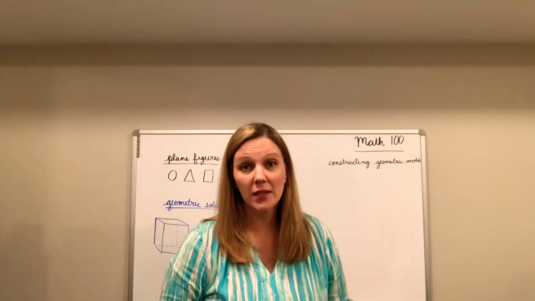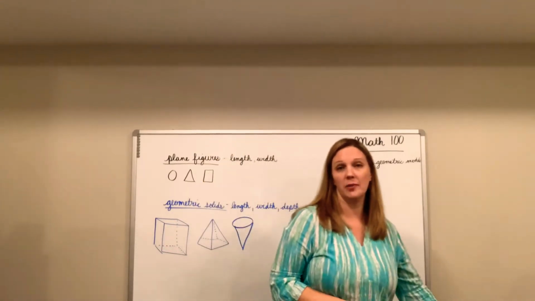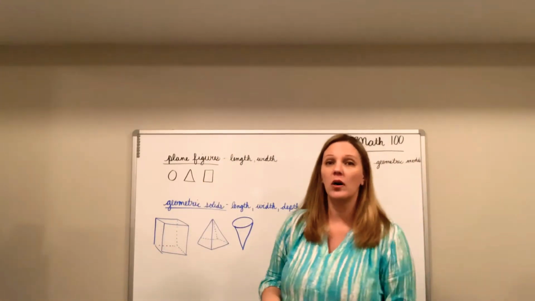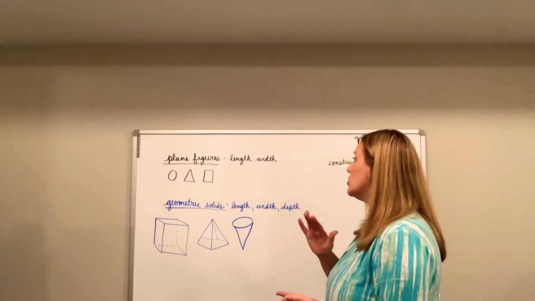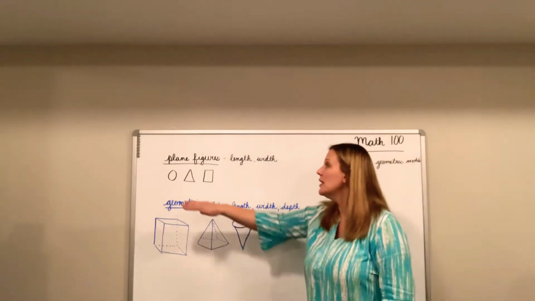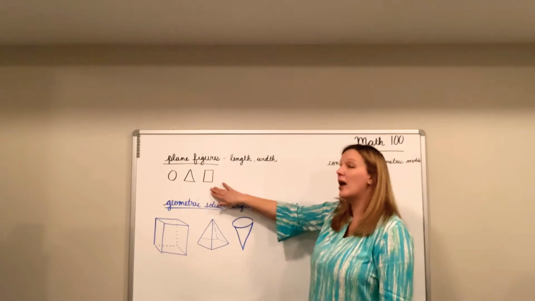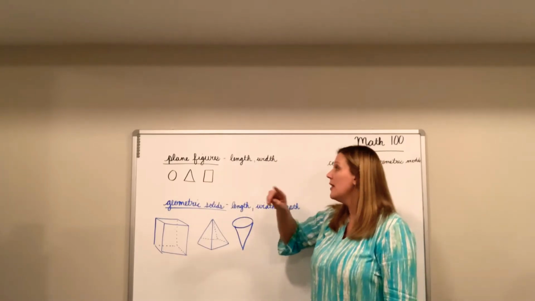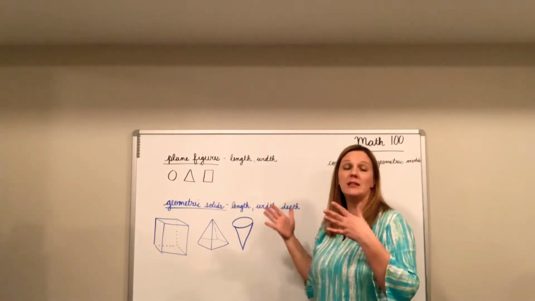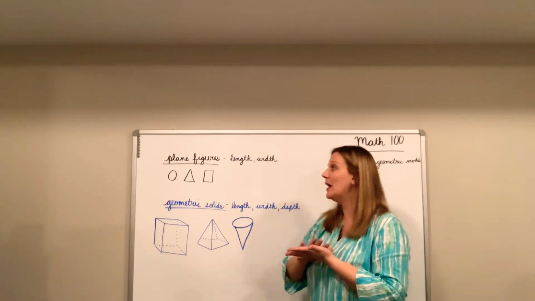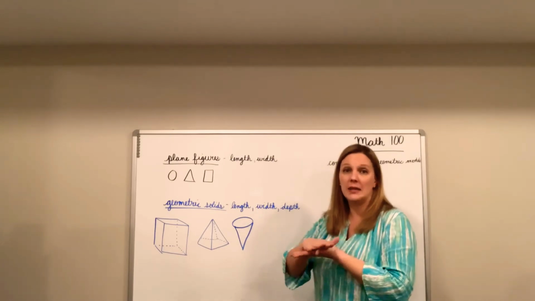All right, so 2 days ago in lesson 98, we talked about geometric solids, and we talked about how flat shapes are plane figures like circle, triangle, and square, and those only have 2 dimensions. They have a length and a width, but they don't have any depth. They're just 2-dimensional figures or plane figures. They're just in one plane in space.